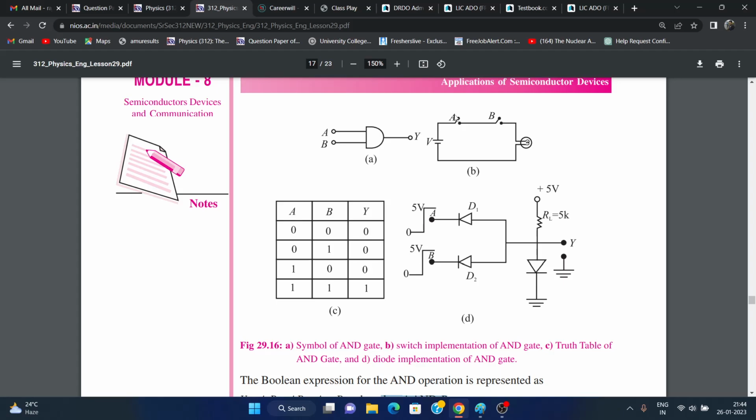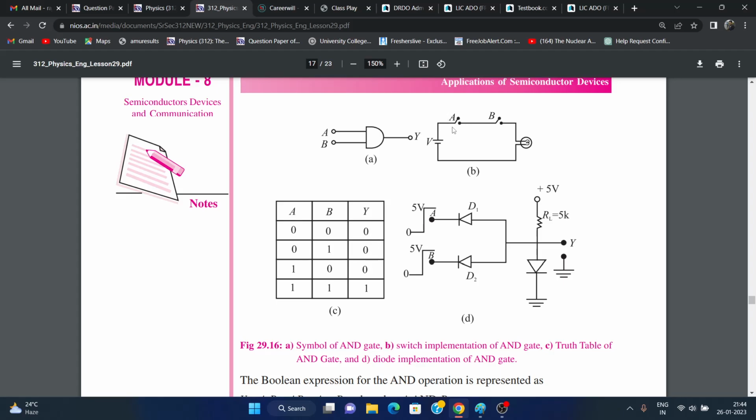A and B both are switches. This is the light bulb, this is the battery. If A and B both are open, like in this first row, then no current will pass, so the bulb will be turned off. It will not glow and we will get the output as 0.